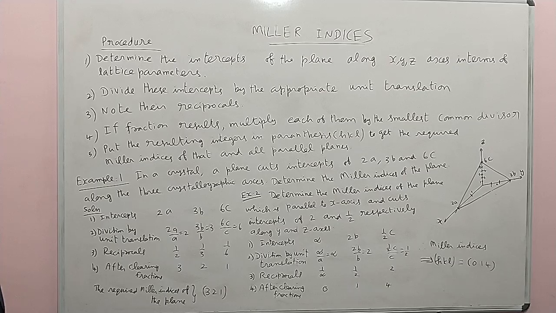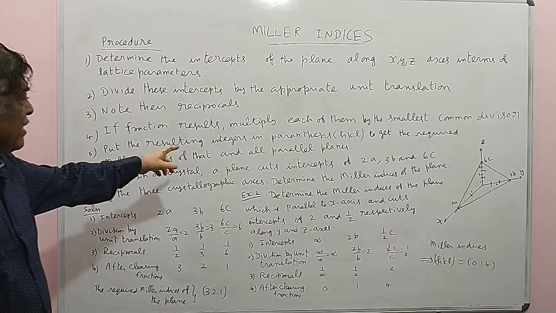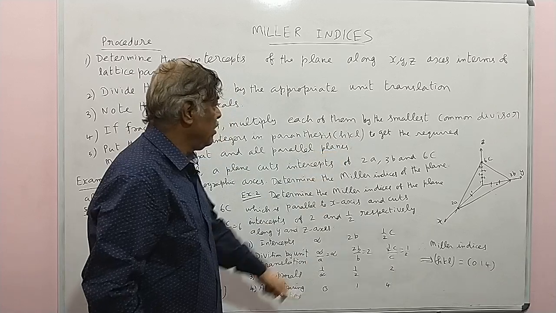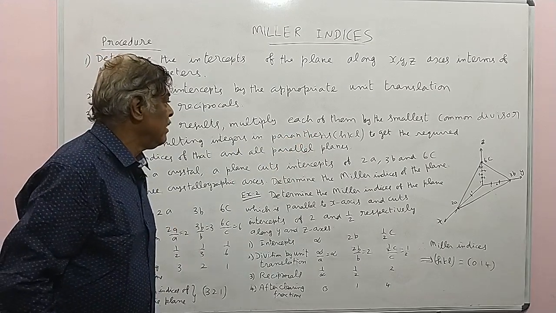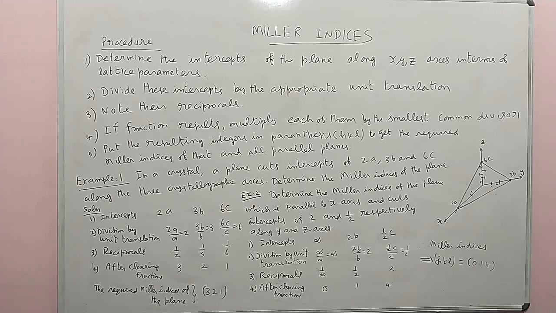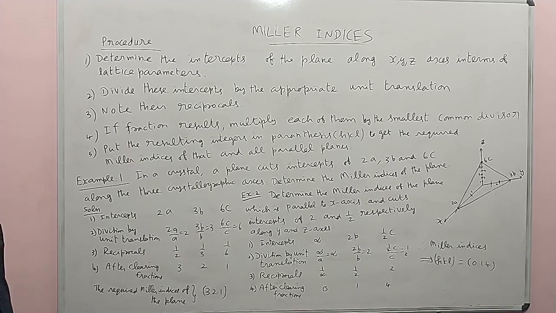The third step is to note down their reciprocals. The fourth step is, if fractions result, multiply each of them by the smallest common divisor. The fifth step is to put the resulting integers in parentheses, (hkl), to get the required Miller indices of that plane and all parallel planes. All parallel planes will have the same Miller index. So you have to follow these five steps one by one to get the Miller index of the plane.